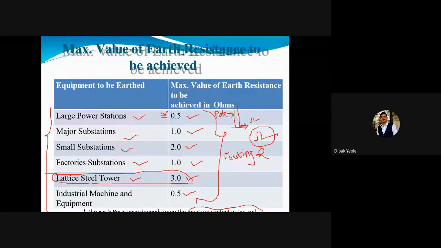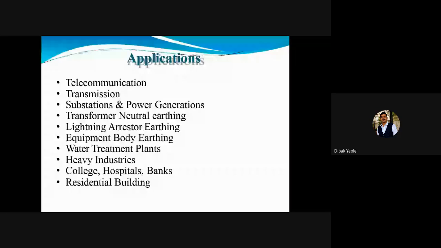येस, नाउ वी विल गो अहेड. नाउ व्हॉट आर द ऍप्लिकेशन्स ऑफ दिस? यू कॅन से अर्थिंग. We are using the earthing for telecommunications, transmission, substation, power station, transformer neutral earthing, lightning arrestor earthing, equipment body earthing, water treatment plants, heavy industries, colleges, hospitals, banks, residential buildings. So all the applications need the earthing.